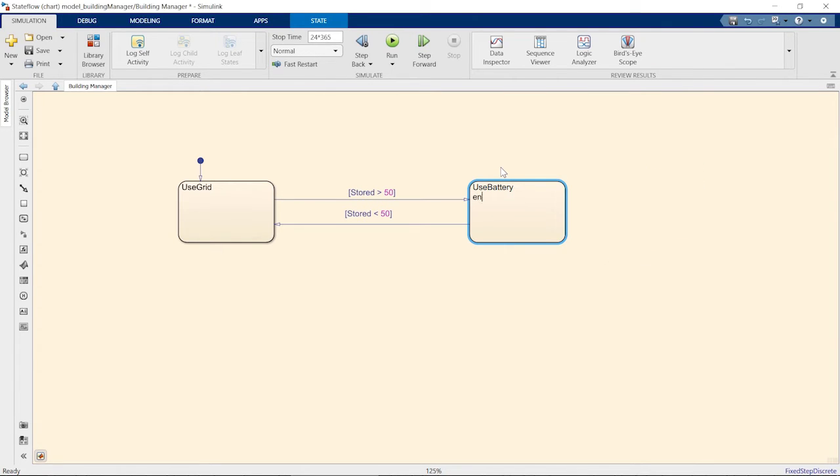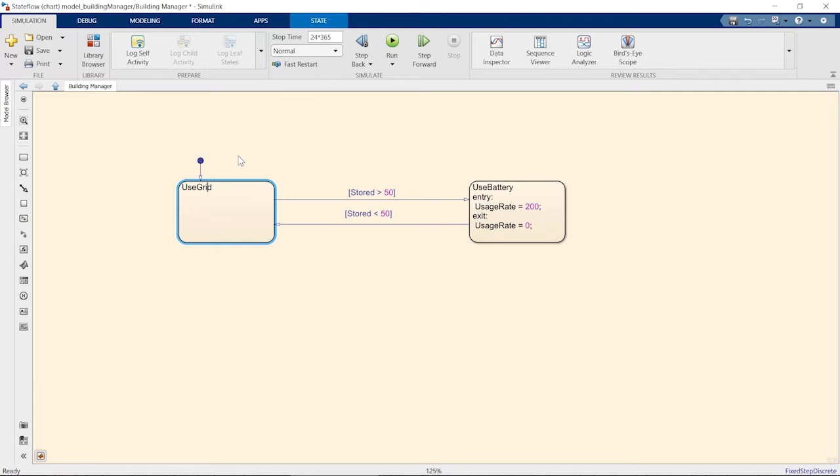When entering the use battery state, we'll use an entry action to set the battery usage rate to 200 kilowatts. When leaving the use battery state, we'll use an exit action to set the usage rate to 0. Later, we'll make the usage rate an output signal and use its value to adjust the battery level of charge in Simulink. There's no cost for using the battery since its energy comes from the sun.